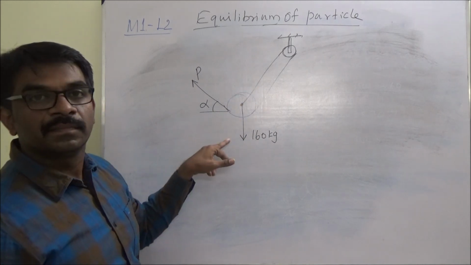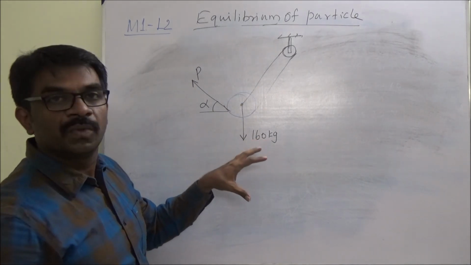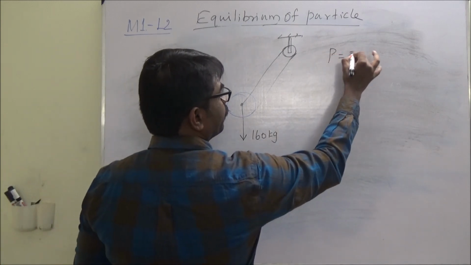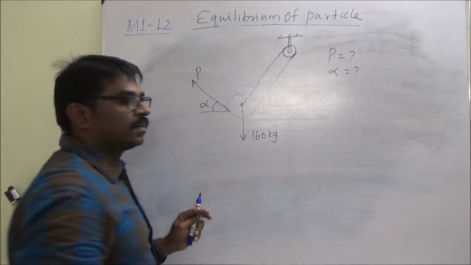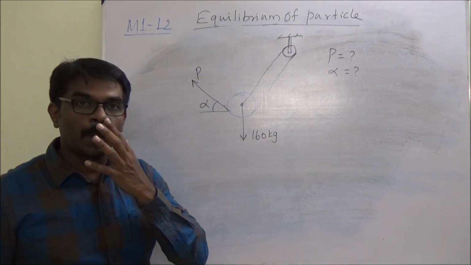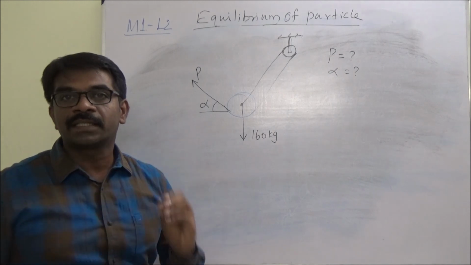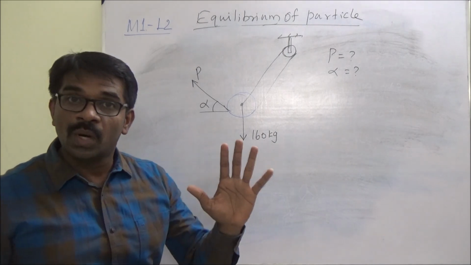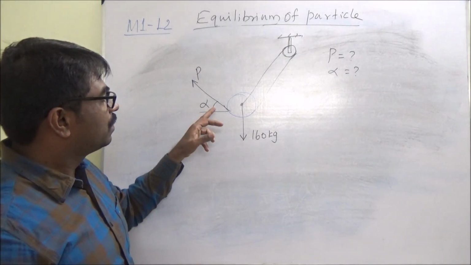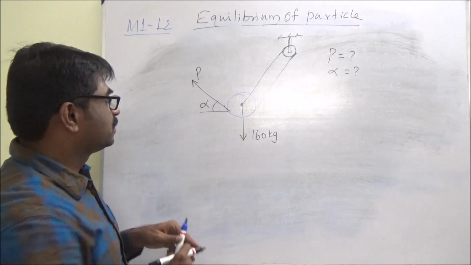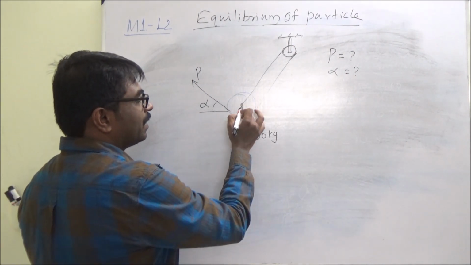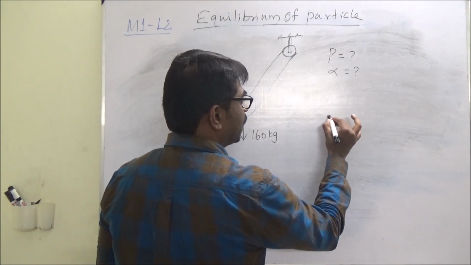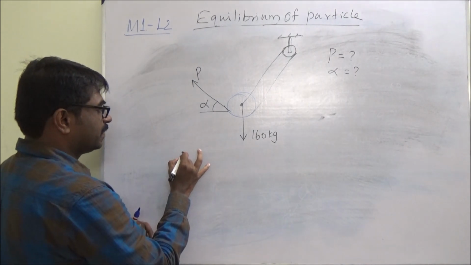So in this problem, what we need to find out is this alpha and this P. These two have to be found. Already we know the particle equilibrium problem, we have 2 equations. We will be able to find only 2 unknowns. Now, how to draw the free body diagram? Though there is a pulley, I consider this as my particle. I am drawing that. Perhaps I will draw it here.